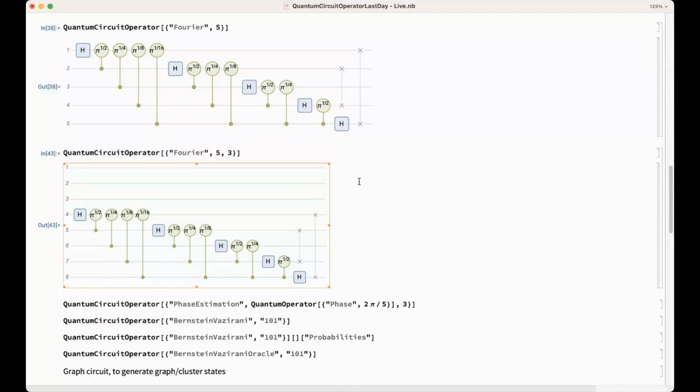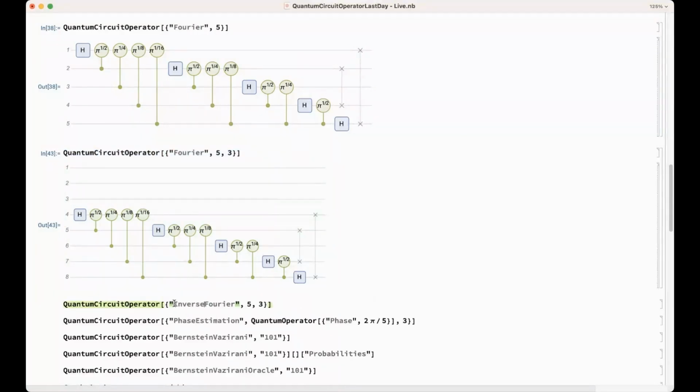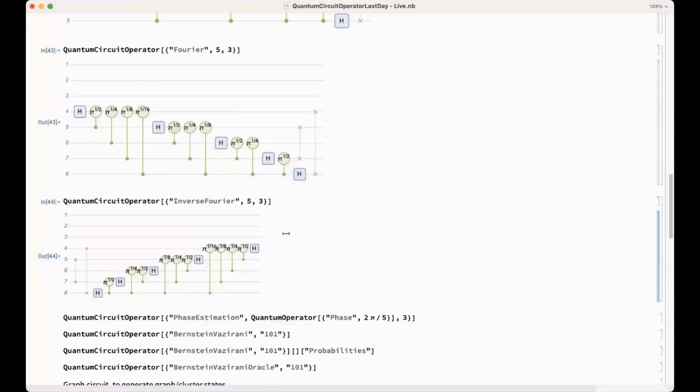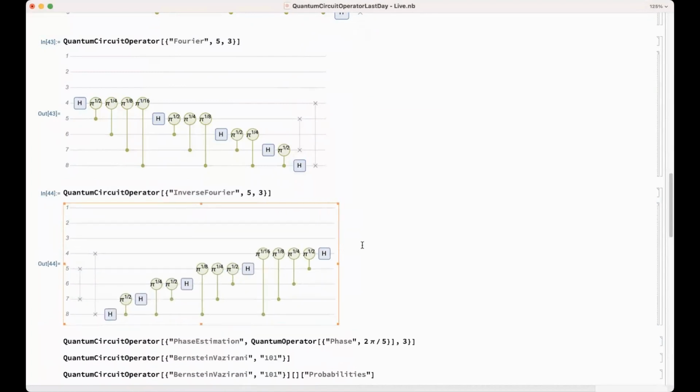As we said, quantum Fourier transform has lots of applications. By the way, we also have the inverse of that. So let's also show the inverse in case. So you see, it's exactly the same thing, literally the inverse, so you can also go with the inverse.